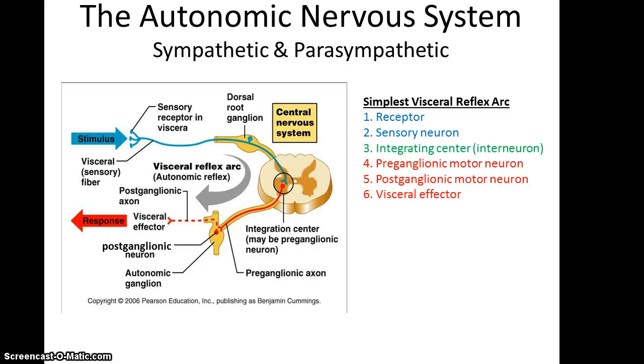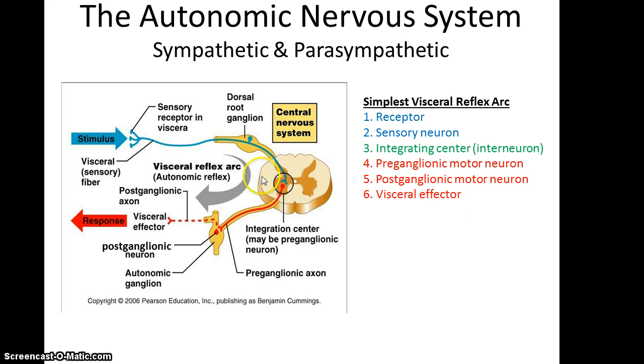All right, so what is the simplest visceral reflex arc? Well, it's a little more complicated than we saw in the somatic nervous system. So you have the receptor, which could also be the sensory neuron. The sensory neuron is then going to go through the dorsal root ganglion and then enter the spinal cord. There you can potentially have an integrating neuron that will process the information. Usually information goes to the brain.